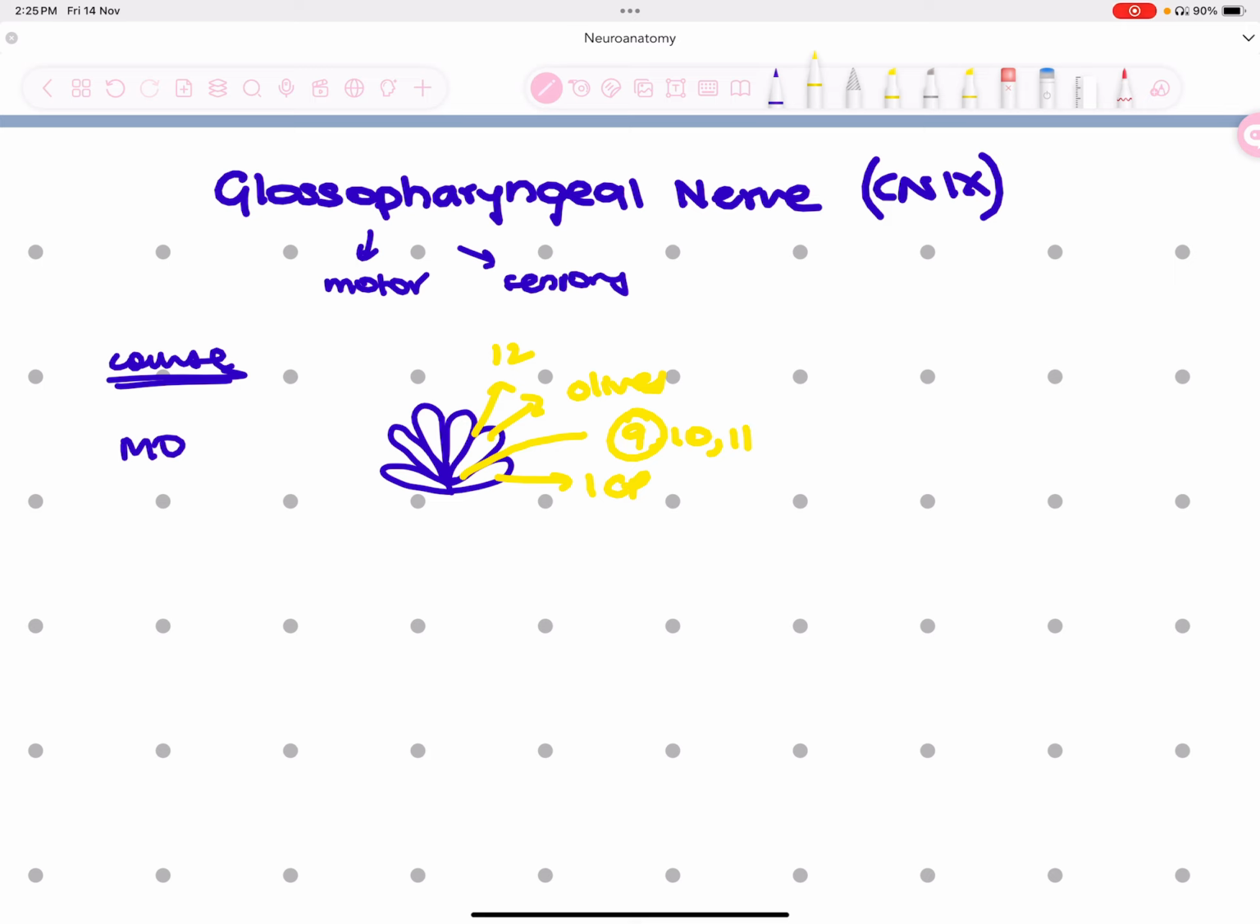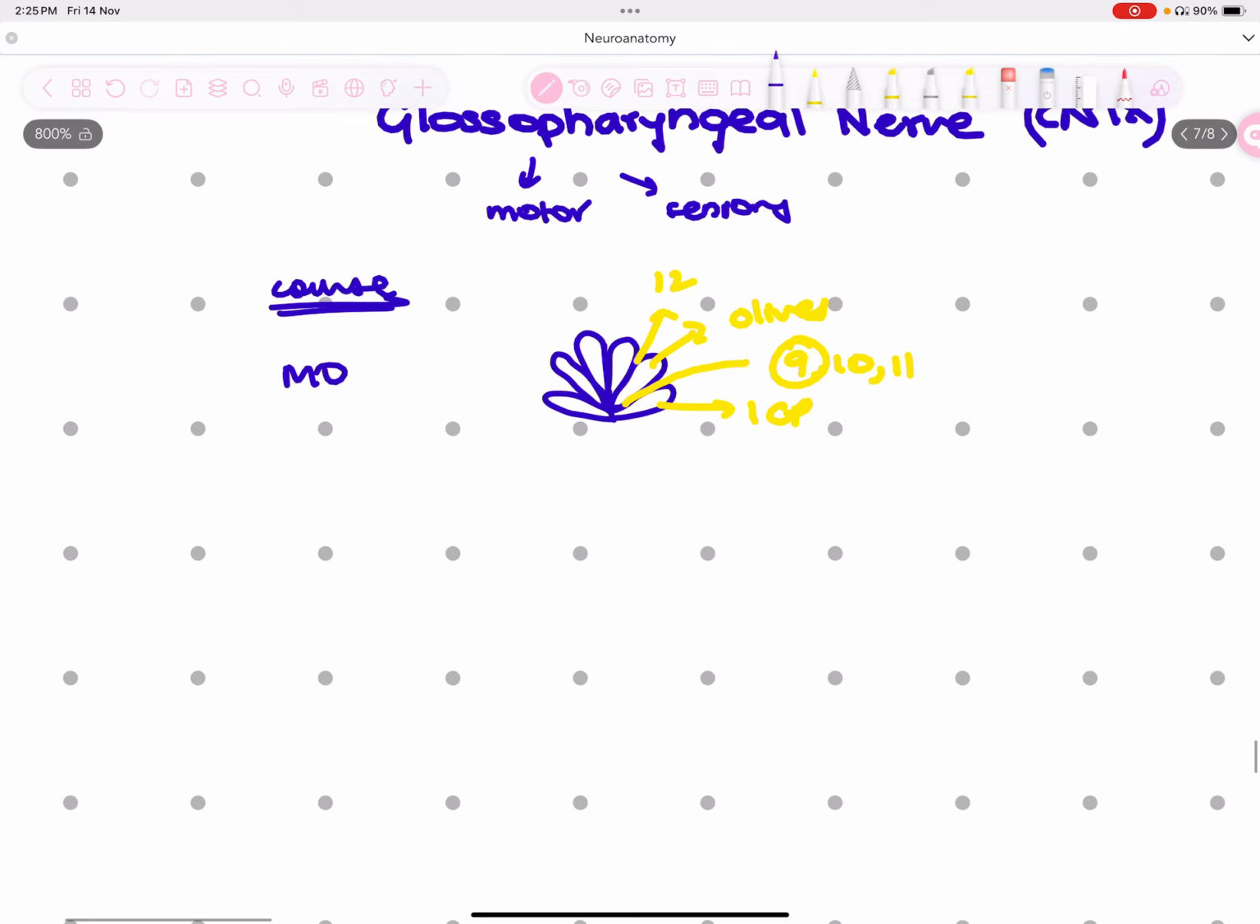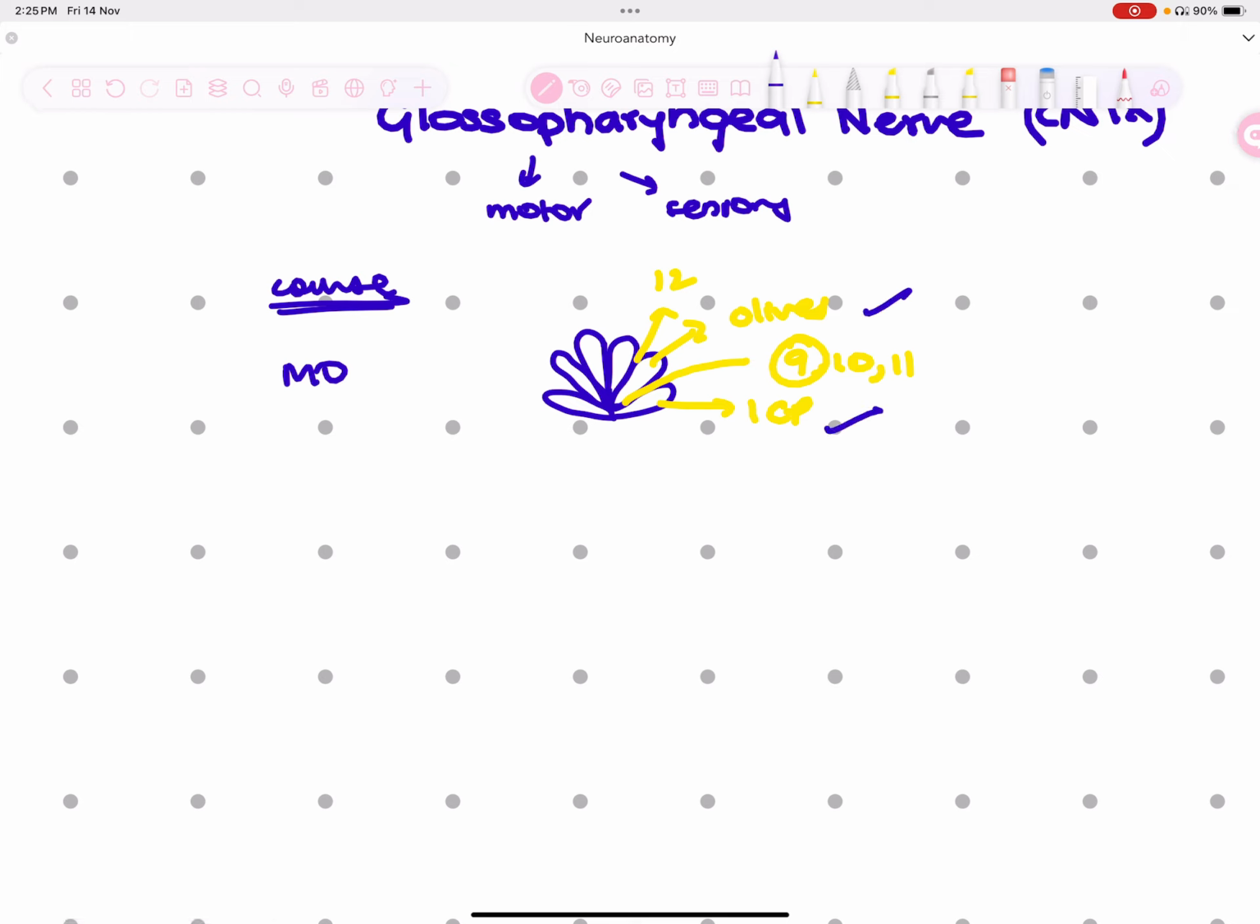So it arises from the upper part of the medulla oblongata and it leaves as a series of rootlets in a groove between the olive and the inferior cerebellar peduncle. Then it passes laterally in the posterior cranial fossa and it leaves the cranial cavity through the jugular foramen. This is important that you should know. From the medulla oblongata it goes to the posterior cranial fossa and then it leaves the cranial cavity by going through the jugular foramen.